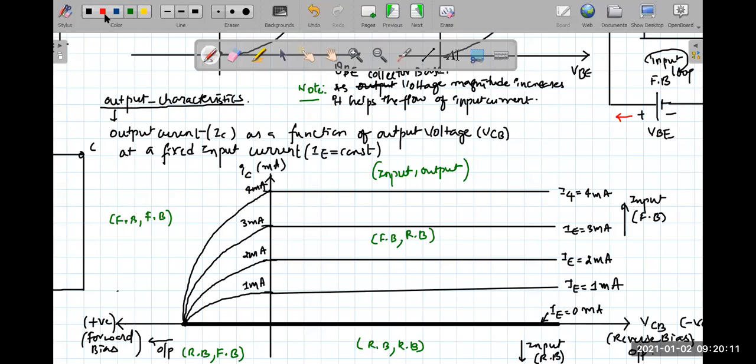Now let's start with the region in quadrant 4, reverse bias and reverse bias. Is there any input current? No, input current is zero. What about output current? Output current is also zero. So for that particular reason, this is what is called the cut-off region.